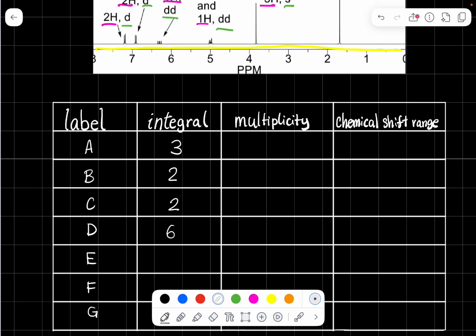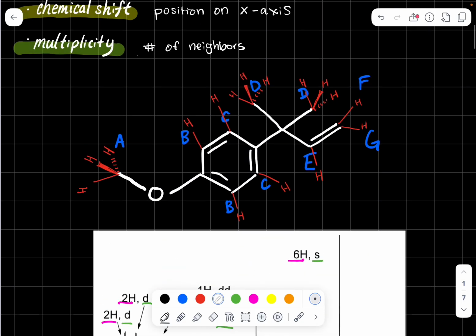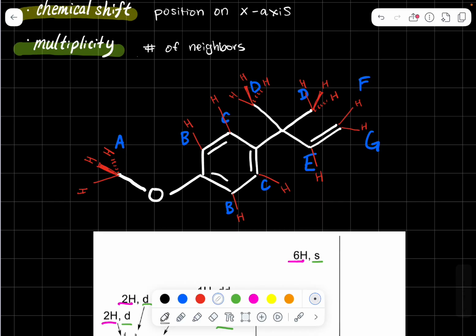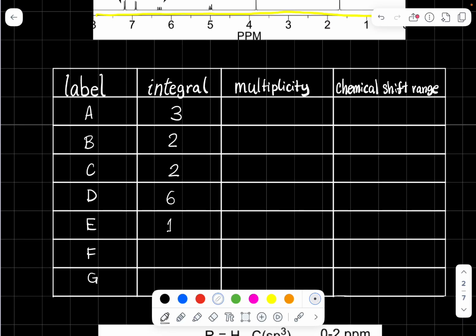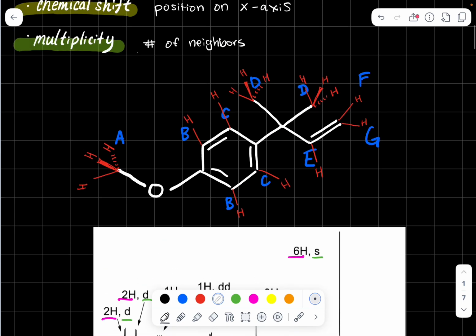Now let's look at label E. There is one label E, and so the integral is 1. And the same goes for F and G. The reason F and G are different labels is because it is on a double bond, which cannot rotate, and therefore they are locked into chemically distinct environments.